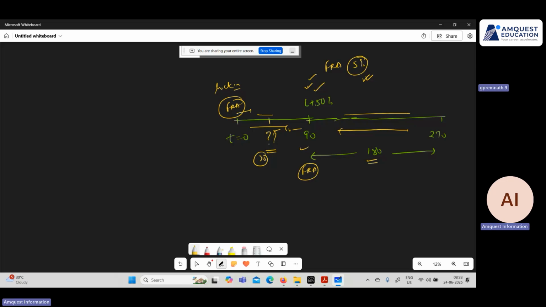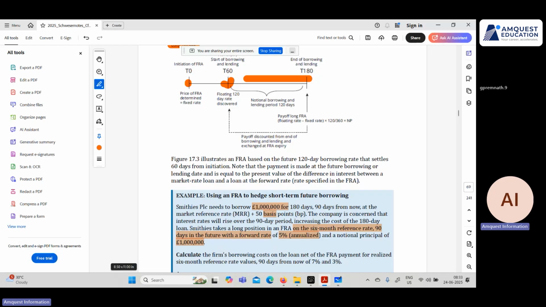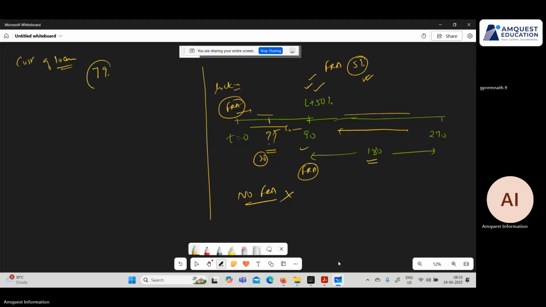No. Let's look at this one. Let's take it a simpler way. Let's say there is no FRA. How much would his cost of loan be? The question says calculate the firm's borrowing cost on a loan net of FRA fixed payment for realized 6 months. Reference values 90 days from now are 7% and 3%. So let's look at 7% first. Had there been no FRA agreement, how much would his cost of borrowing be? 7%. Can I say it is L plus 0.5?